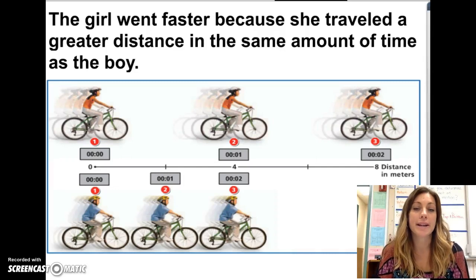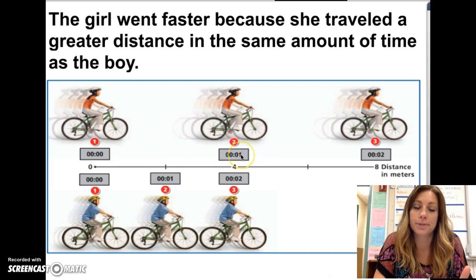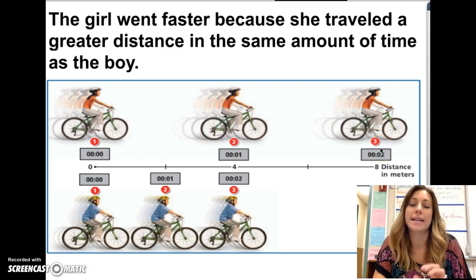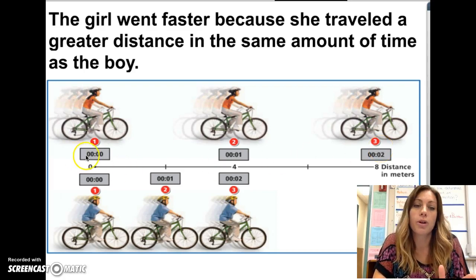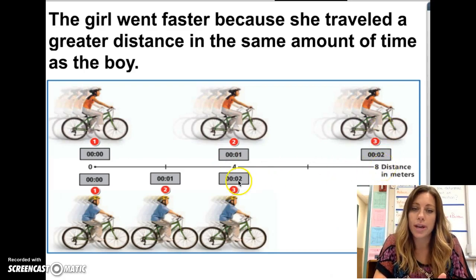So in following up what we did on the warm-up, this is a picture of two people who are riding a bike, and this is the measurement of their distance, and then these gray boxes here are the measurement of their times. This girl went faster than the boy, and here's how we know. She rode her bike faster because in 2 seconds she had traveled a distance of 8 meters, and in 2 seconds the boy had only traveled 4 meters.